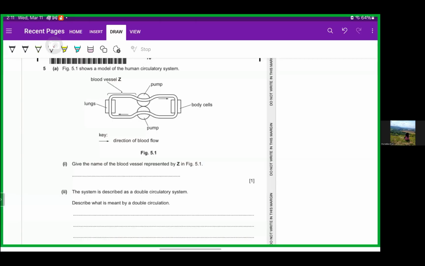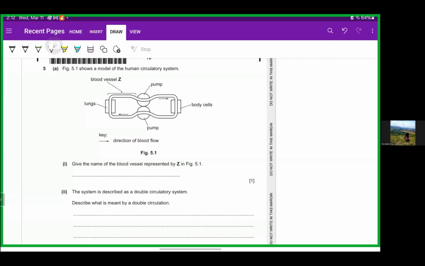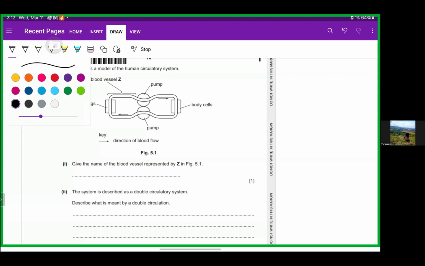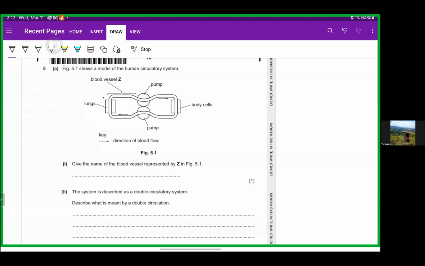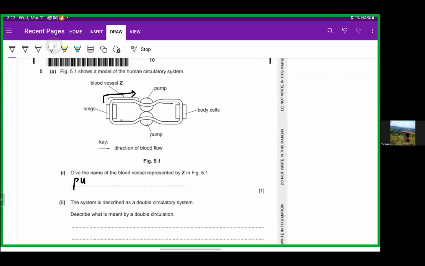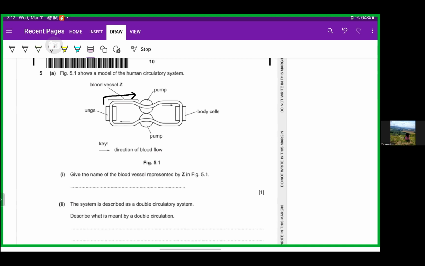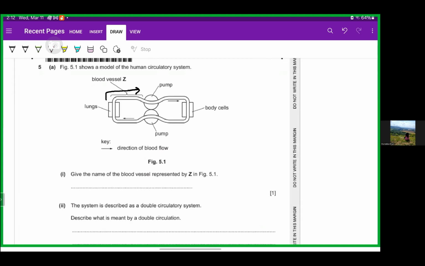Okay, so now let's continue with question number 5. It says that figure 5.1 shows a model of the human circulatory system. Give the name of the blood vessel represented by V in figure 5.1. So the blood vessel represented by V in figure 5.1 is basically a vessel which is transporting blood from the lungs into the heart. So it's the pulmonary vein, which takes the blood from the lungs to the heart.